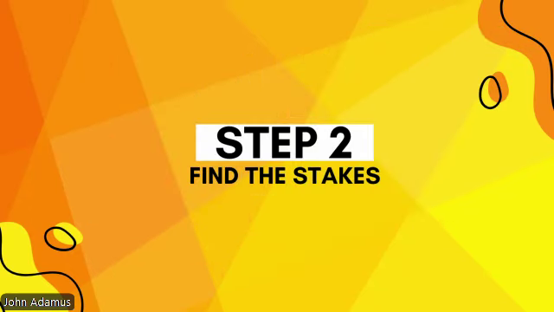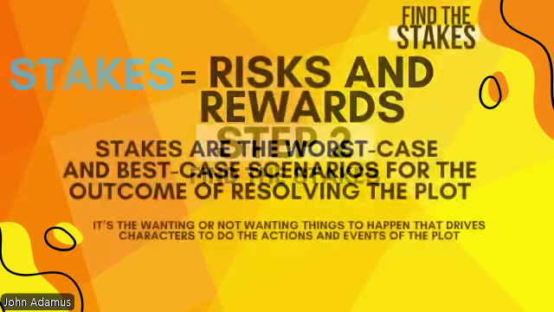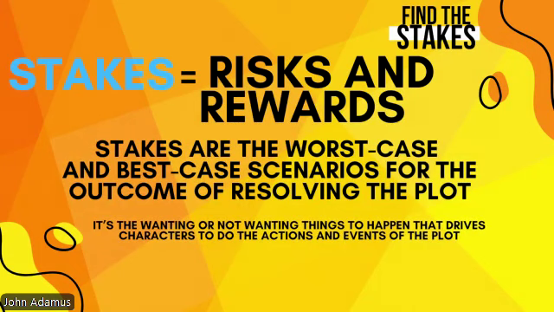Now we're on step 2. Now we're going to take this and we're going to go up a level and we're going to find stakes. Stakes are the risks and rewards. They are the best and worst case things that could happen if we resolve the plot. And resolving the plot is finishing it, doing the thing it wants to do. And the reason we framed everything as a binary was because clearly in a binary, it's a lot easier to say one side wants the best case and one side wants the worst case, but each side thinks its side is the best case. And each side thinks the other side is the worst case.